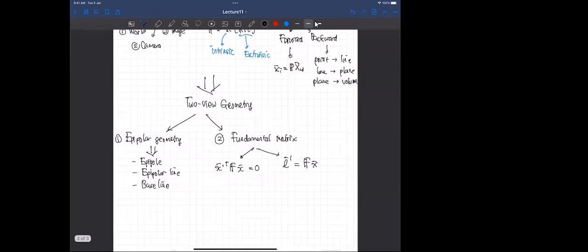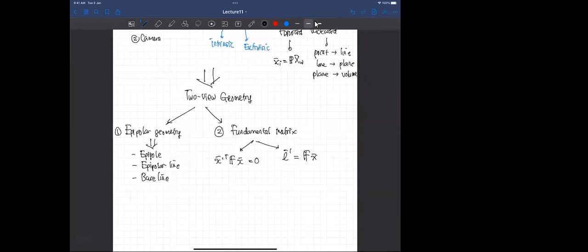Right, so there is a correlation between F and H, where F is the cross of the skew-symmetric matrix of e prime, multiplied by H. Okay, so this is the correlation between F and H, where H is the homography. But it doesn't mean that it is a one-to-one correspondence, because in two images there are many different H's, many different matrices H, but there's only one F. So you can have many H, but in the end, you will have only one F.